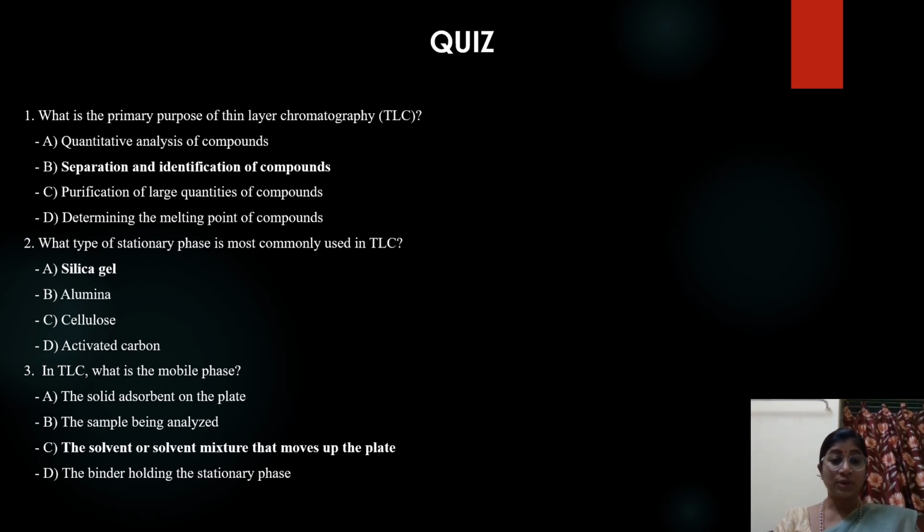First question: what is the primary purpose of thin layer chromatography? The answer is separation and identification of compounds. What type of stationary phase is most commonly used in TLC? Most commonly used in TLC is silica gel. In TLC, what is the mobile phase? The solvent or solvent mixture that moves up the plate.